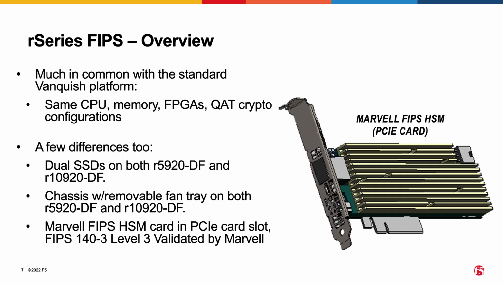The R Series FIPS variant has many architectural similarities to the non-FIPS R Series appliances. The R Series FIPS variant also includes distinct additions, such as dual SSDs, a removable fan tray, and a Marvell Level 3 validated FIPS HSM.